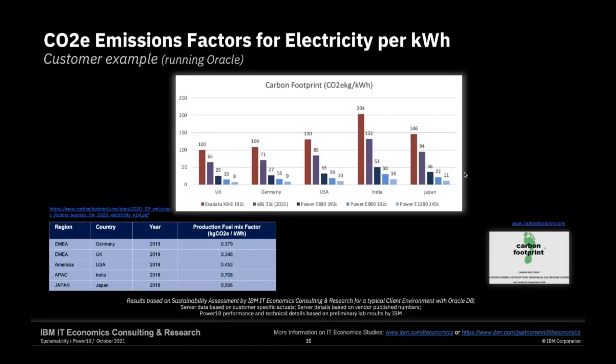So if you want to play around with it, I put all the links here where you can basically, for your own country, get the carbon footprint and play around with it a bit. But as you can see, if someone asks you, what is the carbon footprint? You have to ask a lot of questions.